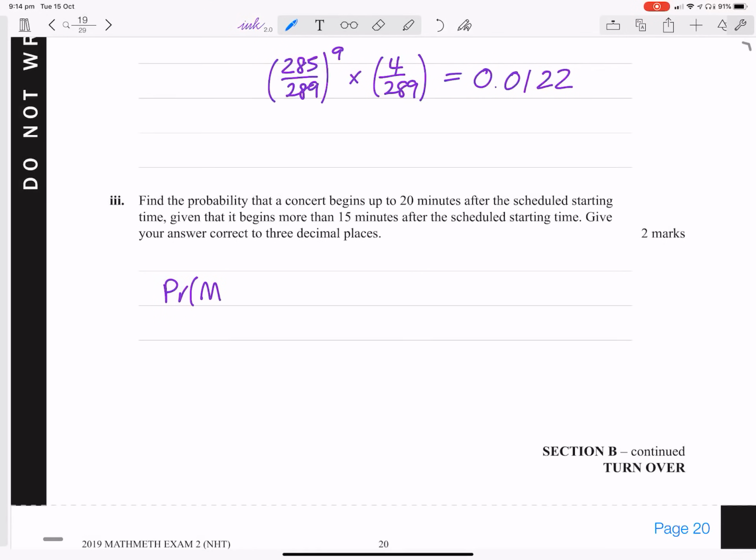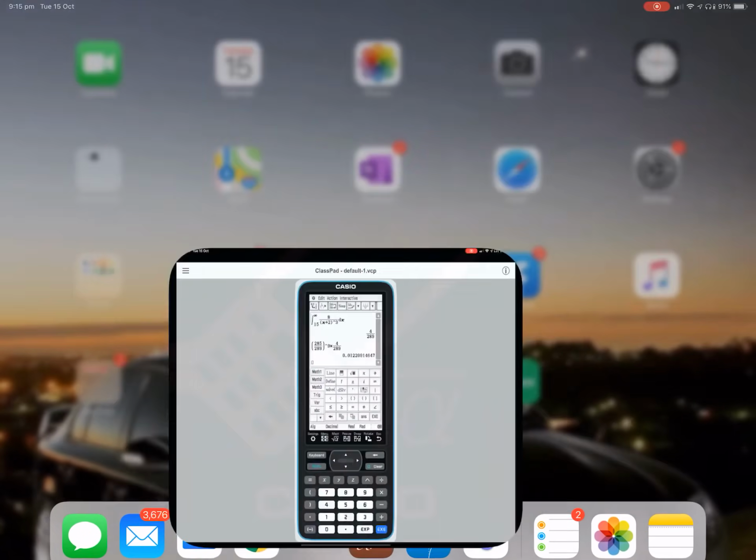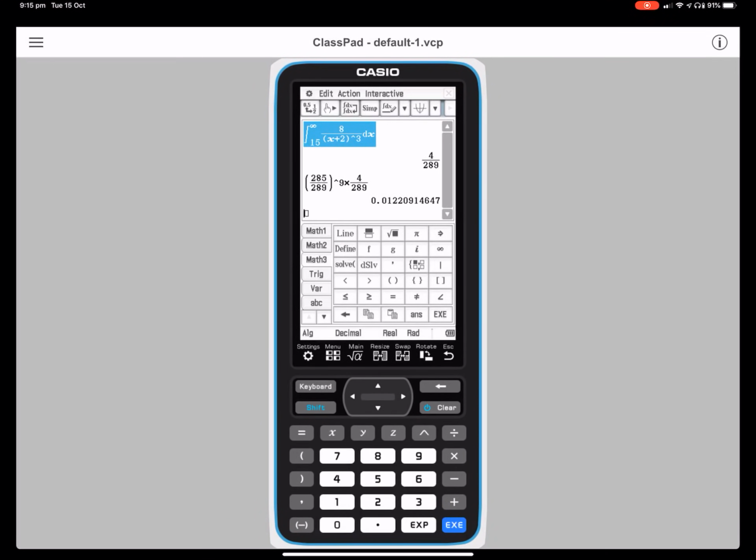that M is less than 20 given M is greater than 15, which is the probability that 15 is less than M, which is less than 20, over the probability that M is greater than 15. Okay, so I want to do this, 15 to 20 divided by this.